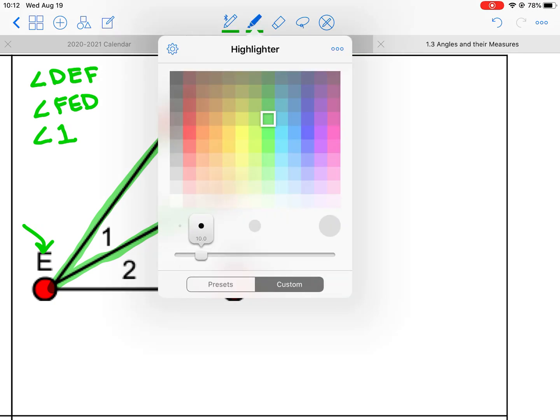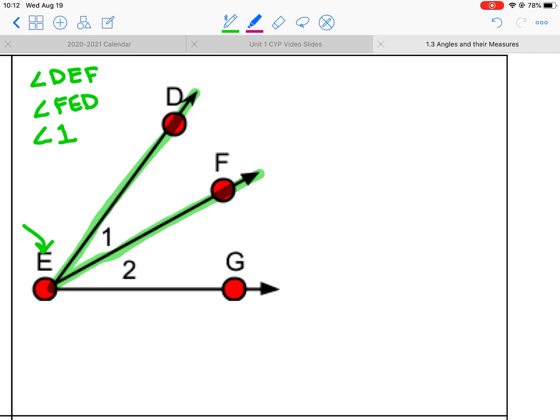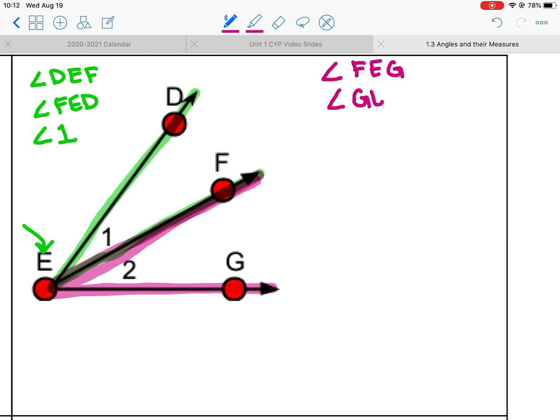The next angle we can look at is on the other side. It also uses ray EF, but I'm talking about this one on the other side. To name this one, we can start with the 3 letters. This can be angle FEG with E in the middle because it's the vertex, or angle GEF. And since it's numbered, I can also call this angle 2.